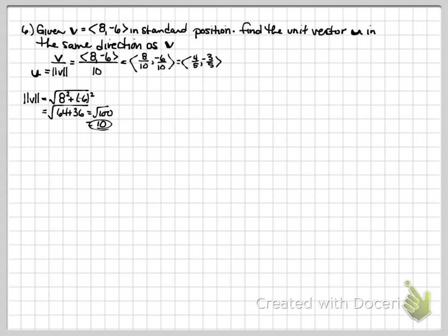Now this time, though, I'm going to show you why this is called a unit vector. A unit vector, again, is a vector that has a magnitude of 1. So if I find the magnitude of u, it should come out to be a 1. So let's just do that. So the magnitude of u would be the square root of the 4/5 squared plus the negative 3/5 squared. Well, 4/5 squared is 16 over 25.